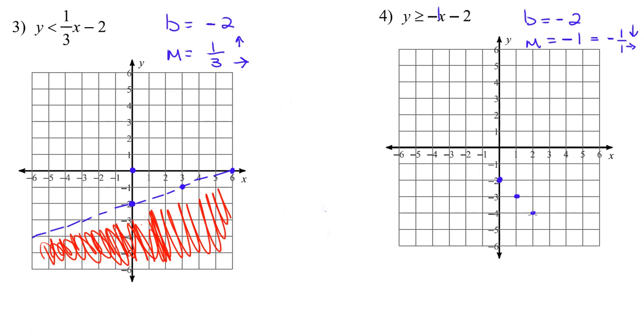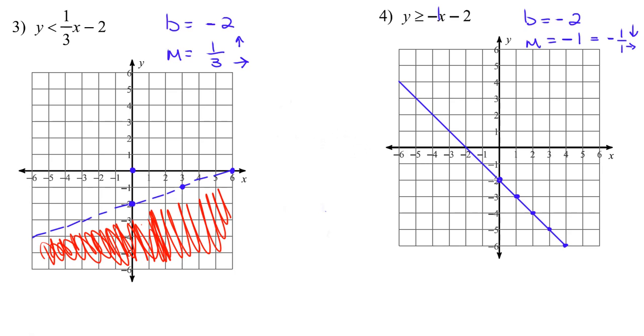Down 1, right 1, and so on. You can see the pattern. And since it's an or equal to, we're going to use a solid line. So there's our boundary line right there. And we need to go ahead and shade. So it's greater than, so we would shade above, which in this case is to the right side of the line. But let's go ahead and test it out just to be sure.